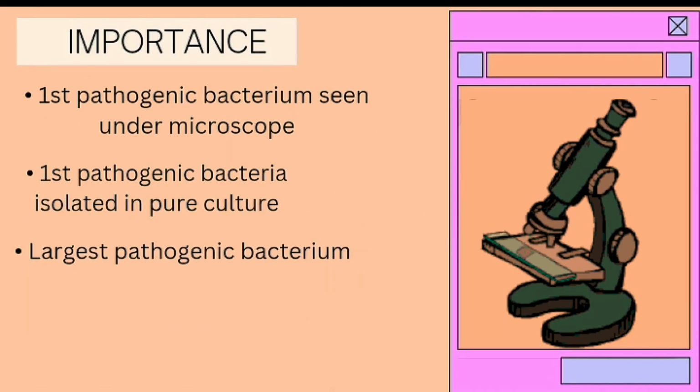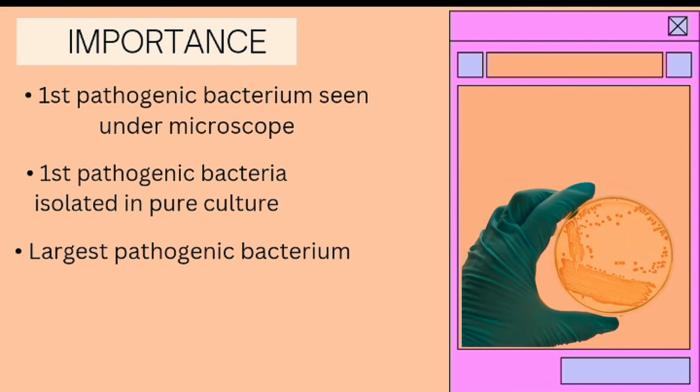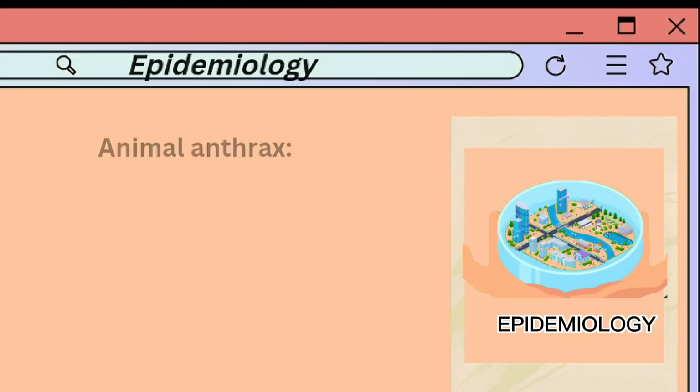Now, the importance of Bacillus. First, the first pathogenic bacterium seen under the microscope. First, pathogenic bacteria isolated in pure culture, and Bacillus anthracis is the largest pathogenic bacterium. So let's talk about its epidemiology.